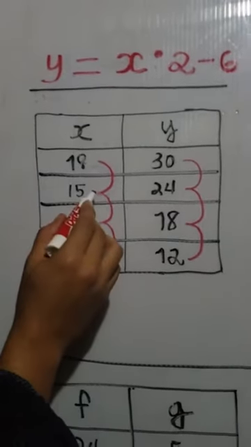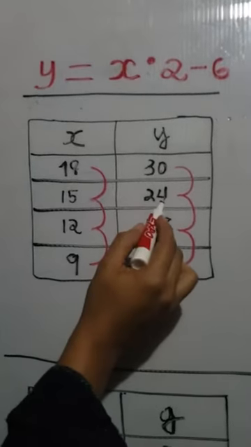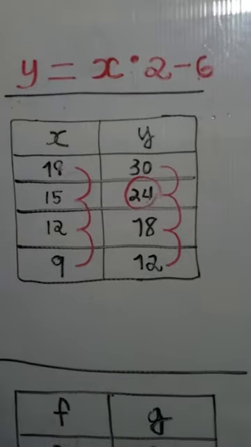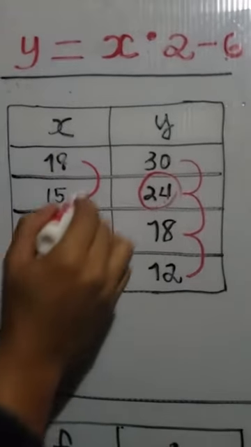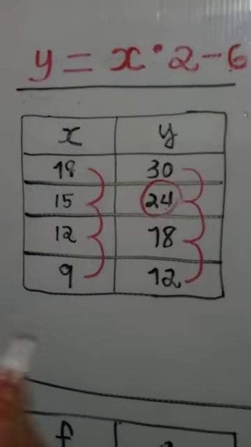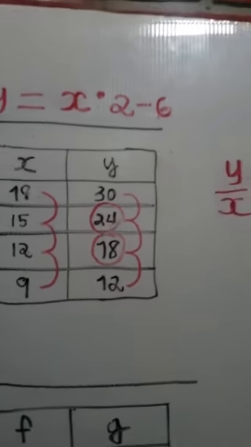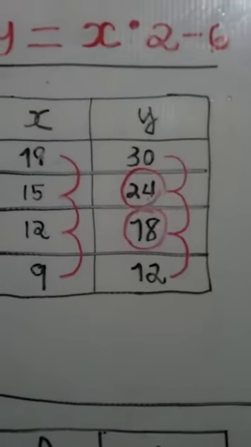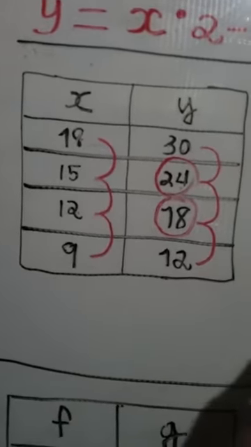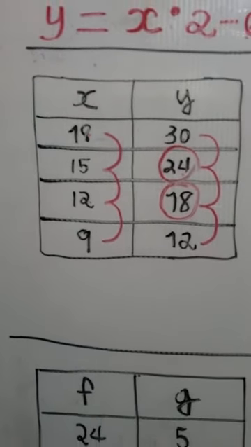Let's see in the 15. 15 times 2 is 30, but I have 24. Minus 6. Okay, now it's 24. 12 times 2 is 24. Minus 6, 18, and so forth. So that would be the answer. Okay? Let's move on to the next exercise. On to the next exercise.